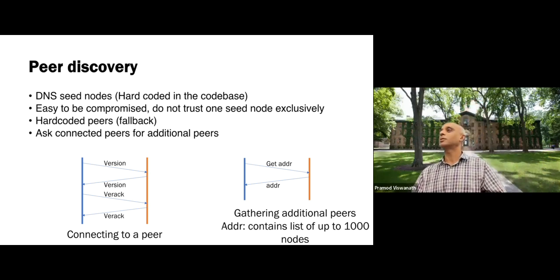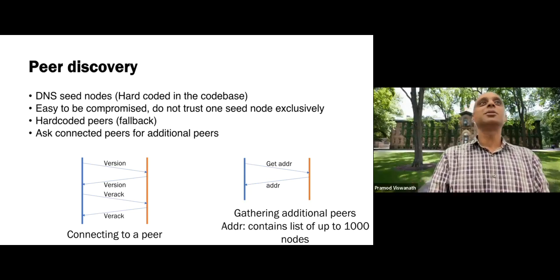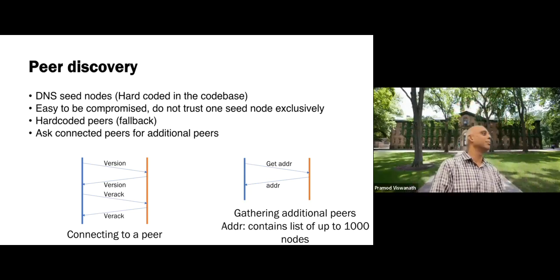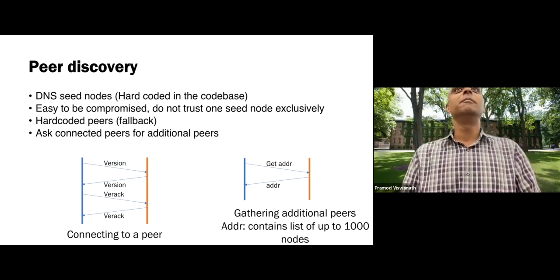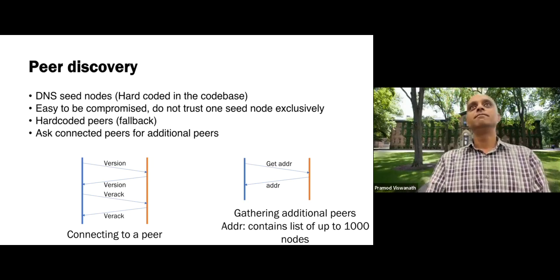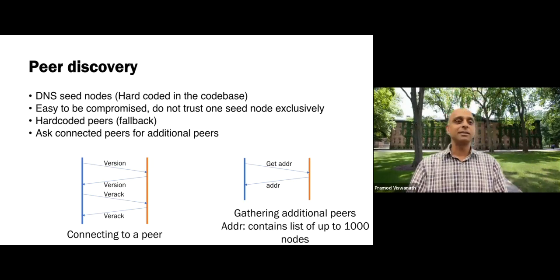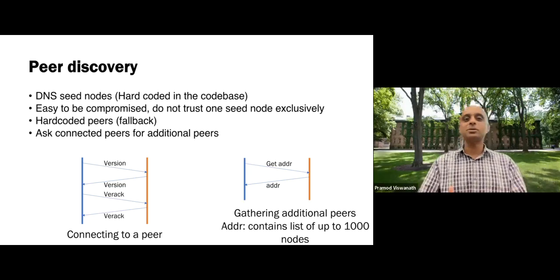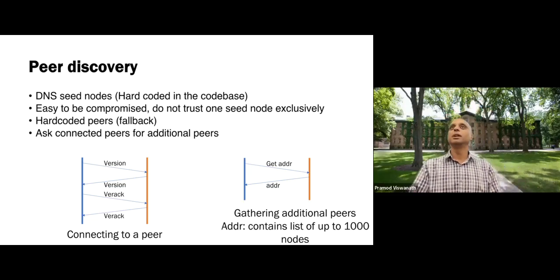You just get into the internet, who do you connect to? Because there's no google.com to connect to. So you need something, and so some IP addresses are hard coded. They're run by long-time Bitcoin maxis. This is how you would get started. And it's easy to compromise, so you don't trust one seed node. You need to have enough of them. So that's the starting issue.